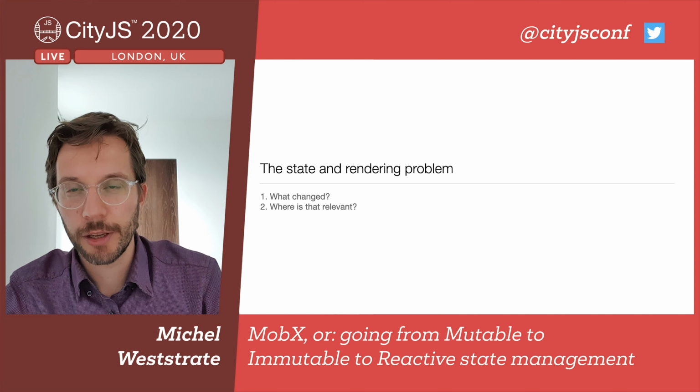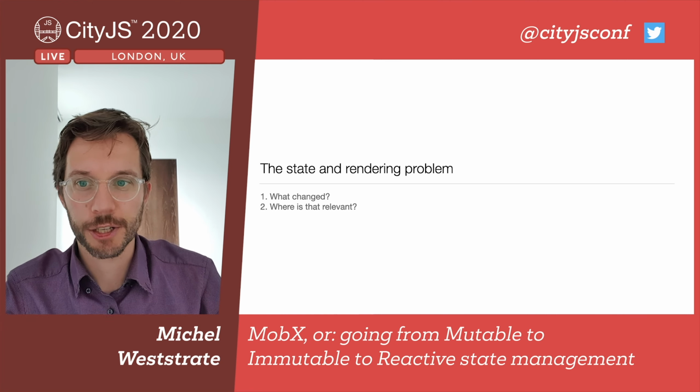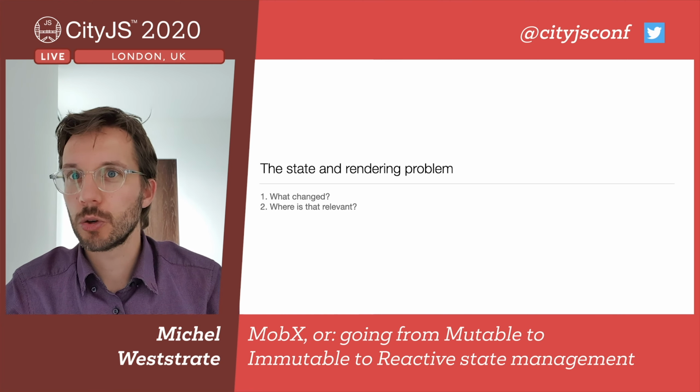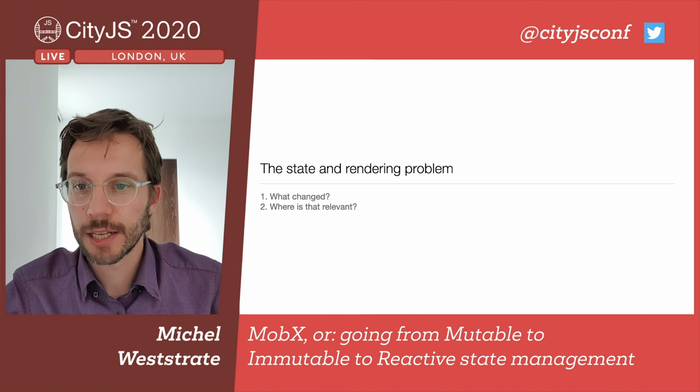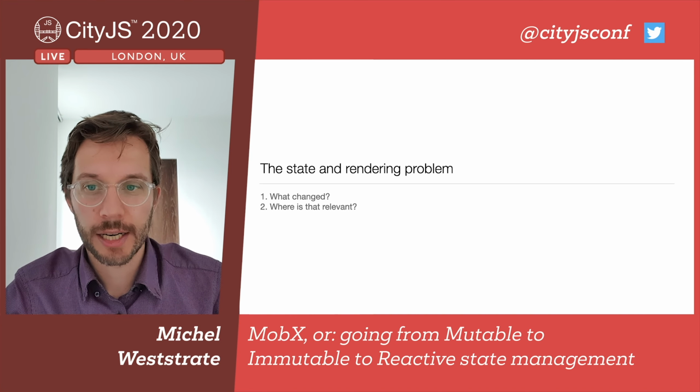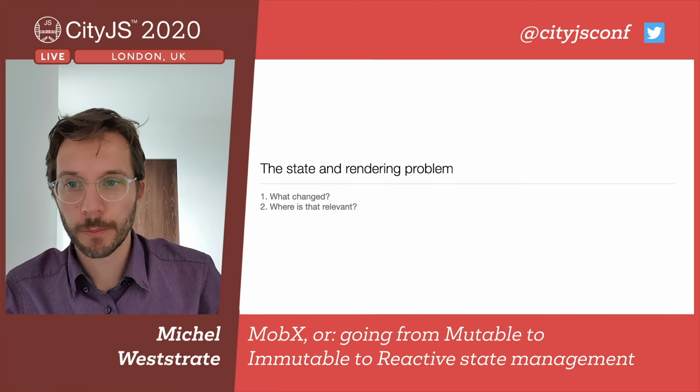If you have state, how does it affect rendering? So we have to answer two questions. The first one is, what data, what state changed? And secondly, where is it relevant? Which components are affected?